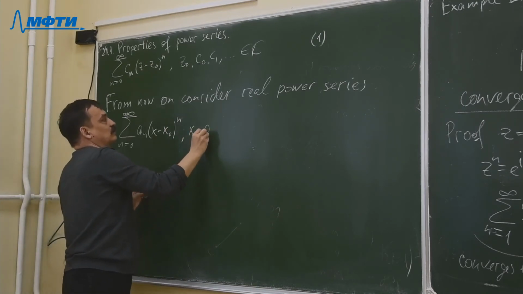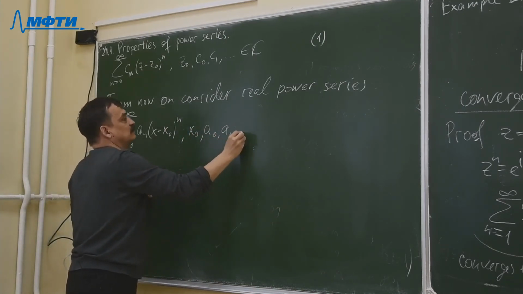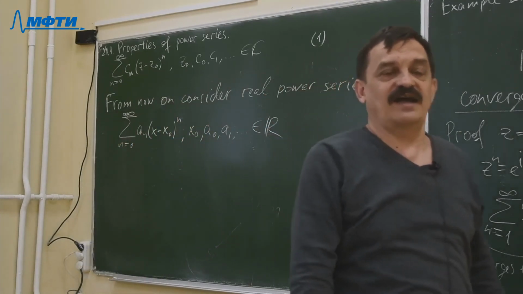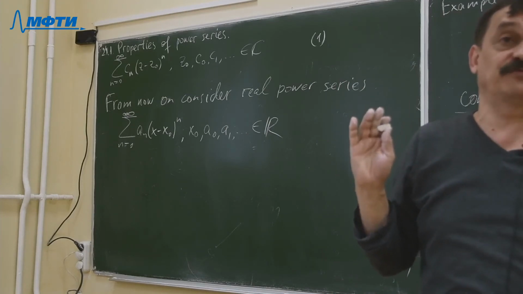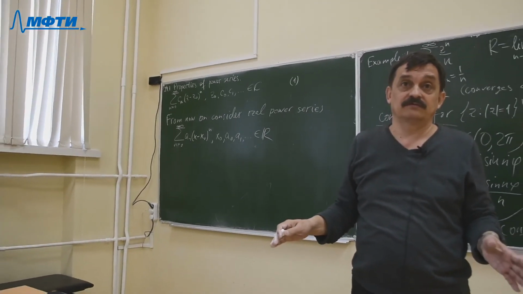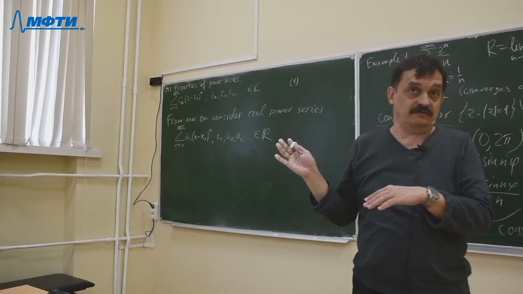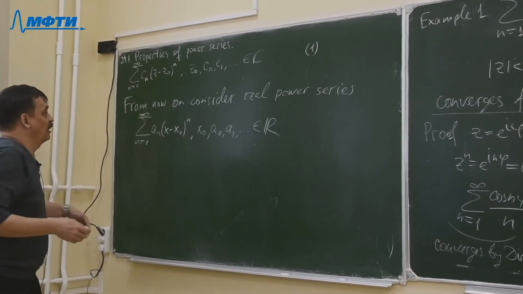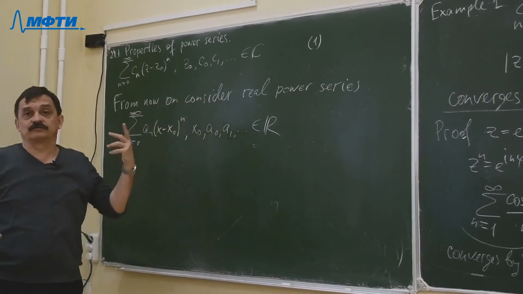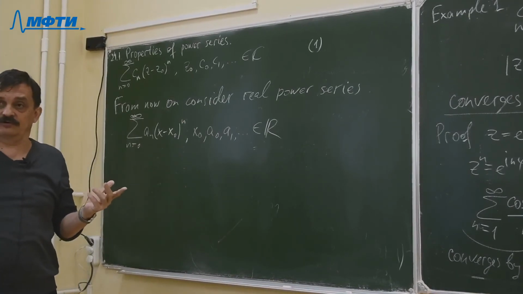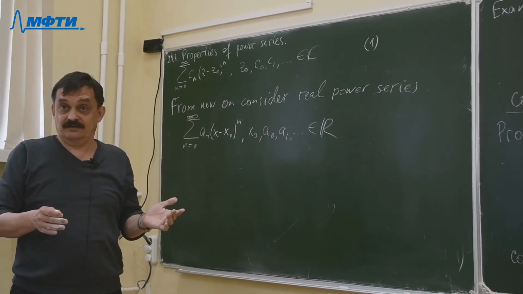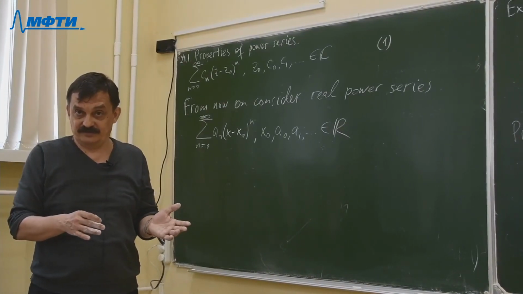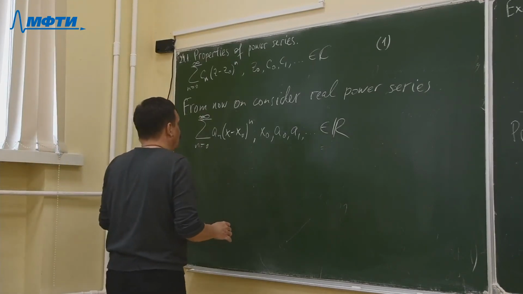Now all numbers are real. Of course, everything that was done before is valid for those series as well, right? But why now I don't want to consider complex series? Because I want to integrate and differentiate. And we don't know how to differentiate and integrate complex series yet.